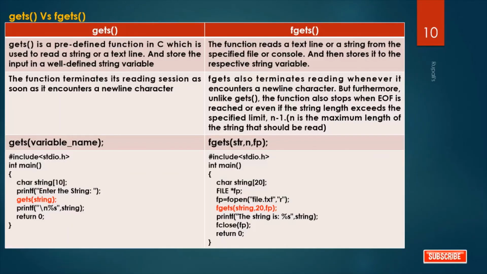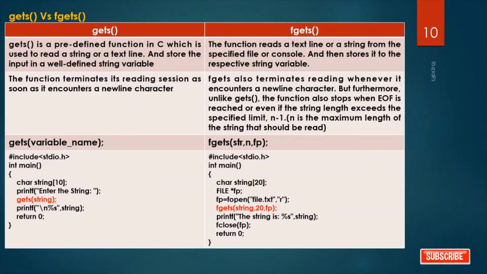We already learned what is the gets function in our string chapter. Now we will learn what is the difference between gets and fgets. In case of gets, it is a predefined function in C which is used to read a string or a text line and store the input in a well-defined string variable. But in case of fgets, the function reads a text line or a string from the specified file or console. So the difference is it reads the string from the specified file and then stores it to the respective string variable.